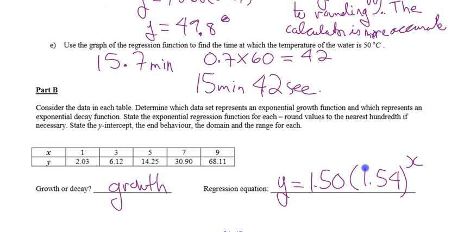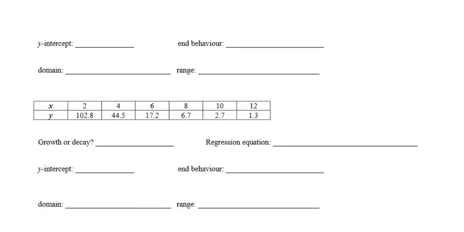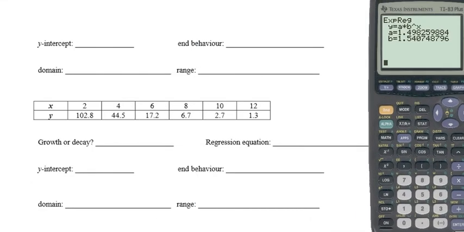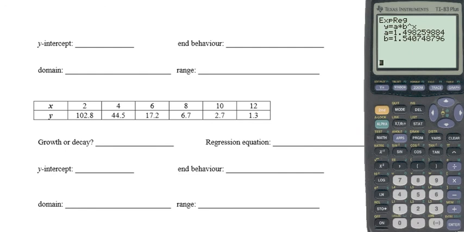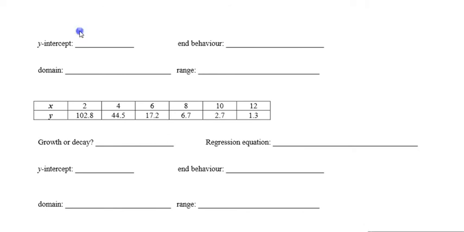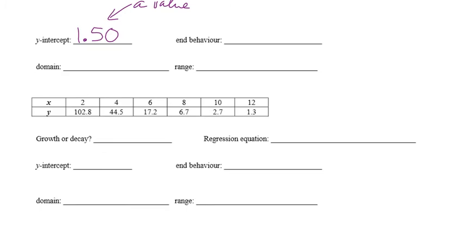Okay, state the rounded values. State the y-intercept, the end behavior, the domain, and the range. Okay, let me bring this back. Okay, what's the y-intercept of this? One of the two letters. Y-intercept is the a value, right? So it's 1.50. That's the a value.